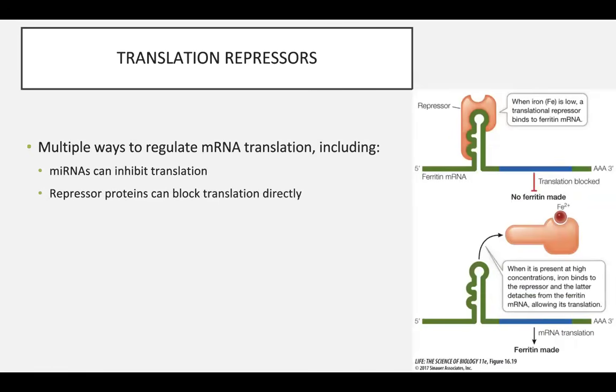For translation repressors, there are multiple ways to regulate mRNA translation: microRNAs, as discussed previously, or repressor proteins. When iron is low, a repressor binds to the ferritin mRNA. What is ferritin? Ferritin is a protein molecule that stores iron within the body. So when iron is low, ferritin translation is repressed because you don't want more iron stored when it's low. You want to keep it in the blood. However, when there's a lot of iron, iron can bind to that repressor so that the repressor can detach, and ferritin can be translated, which reduces the iron concentration in the blood.